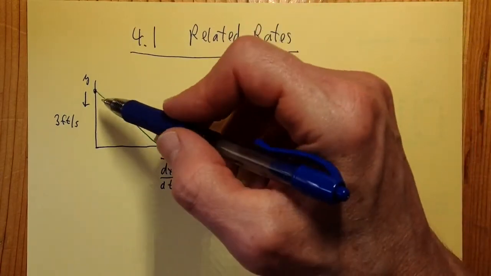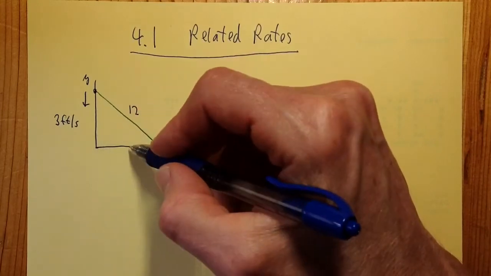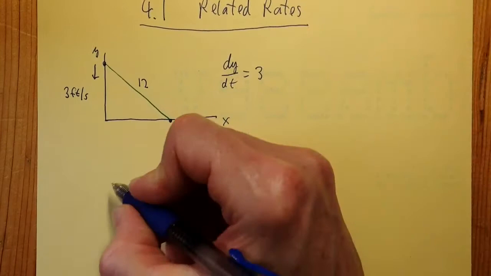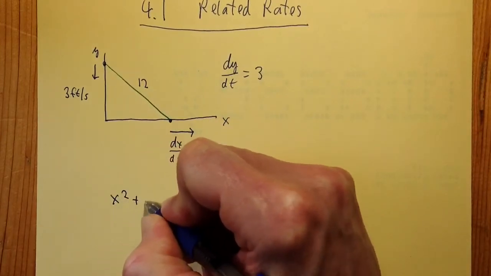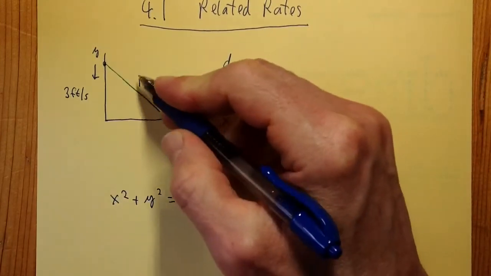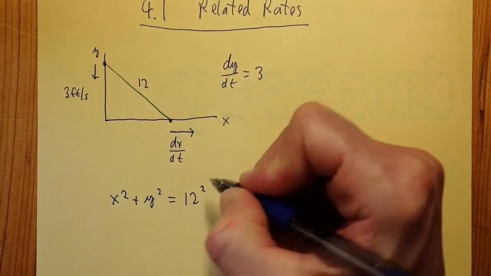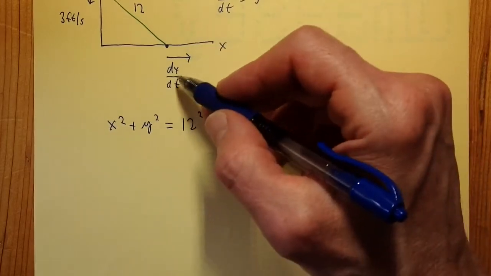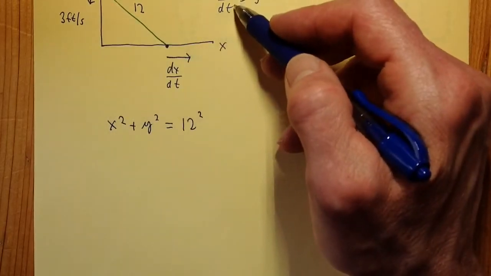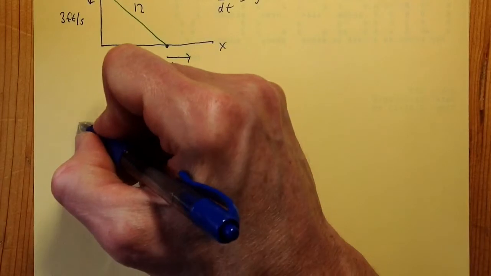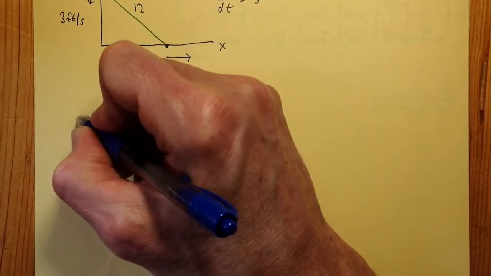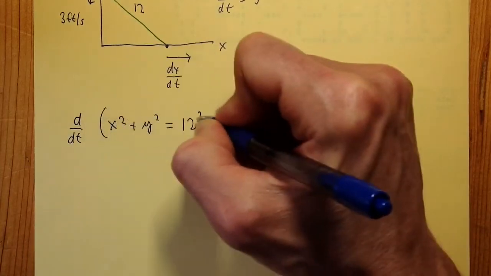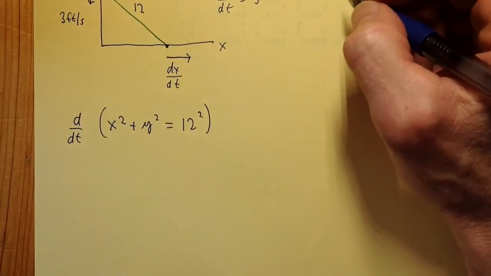So what we have to do then is relate y to x. In this case, that's pretty easy. You just use the Pythagorean theorem. So x squared plus y squared is equal to the hypotenuse, which is 12 squared, which of course is 144. And then we need some dx dt's and dy dt's. So what we do is we take the derivative implicitly. So you say we take the derivative with respect to time of everything. How fast these things change with time.